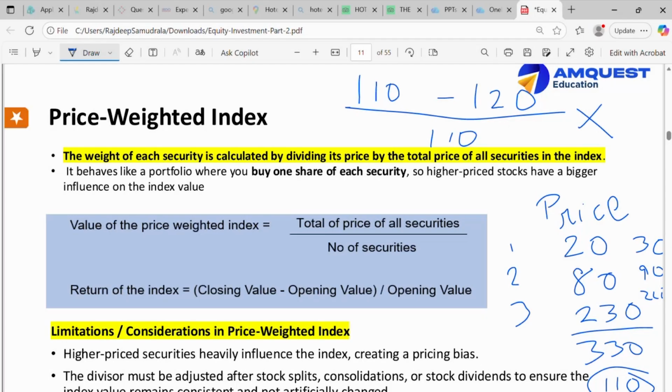Clear? Get the old price index, get the new price index, find the change in values, and divide by the old index. That's your answer. Take a minute, guys, to understand this.